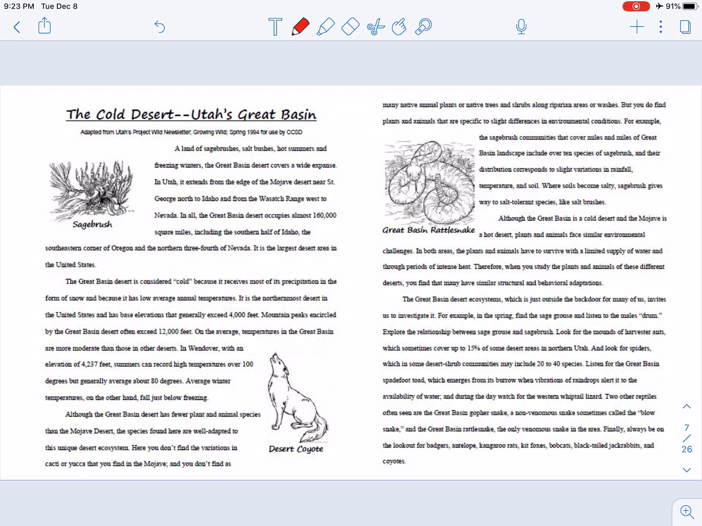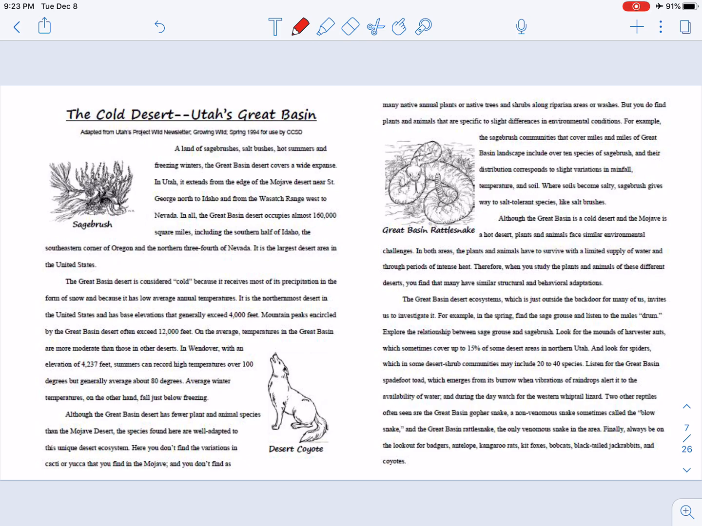The cold desert, Utah's Great Basin. A land of sagebrushes, salt bushes, hot summers, and freezing winters. The Great Basin Desert covers a wide expanse. In Utah, it extends from the edge of the Mojave Desert near St. George north to Idaho, and from the Wasatch Range west to Nevada.